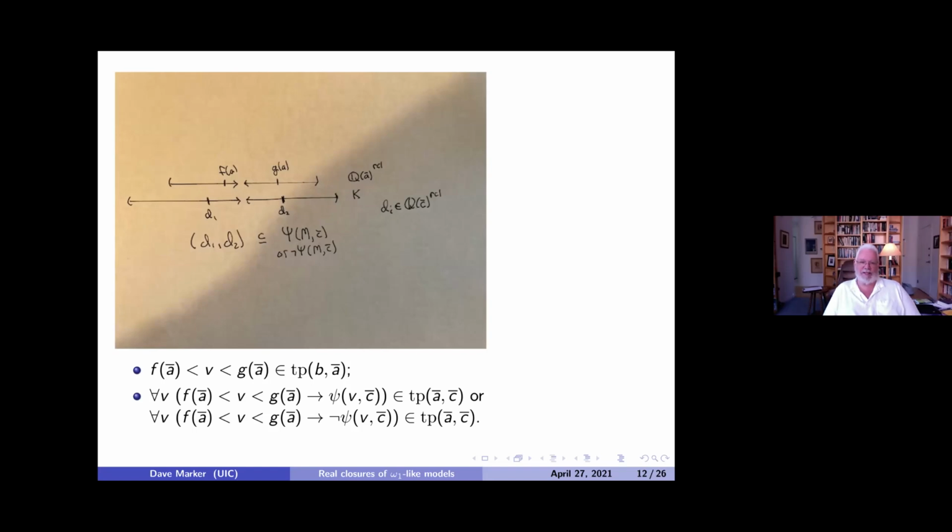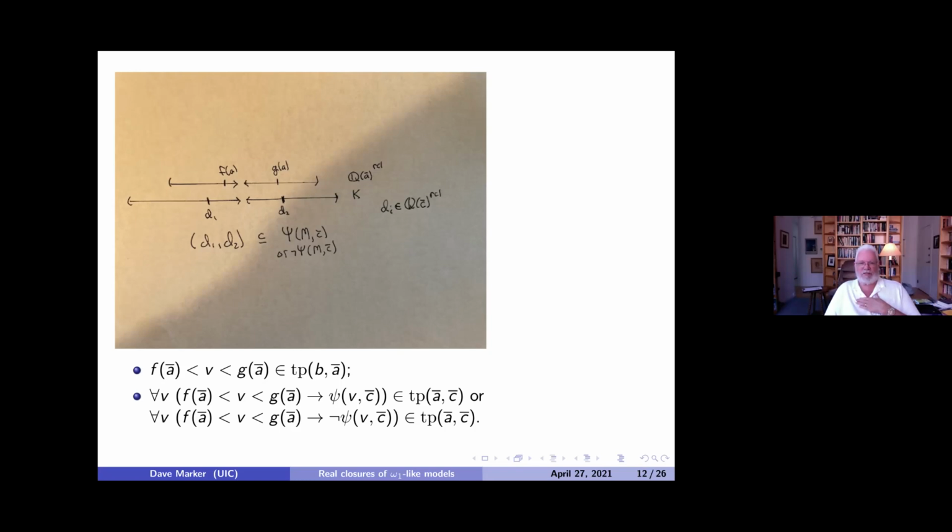Okay, this is where ω1-saturation comes in. These intervals have endpoints definable from c. So I can find two elements, d1 and d2, one on each side of this cut, such that the truth value of ψ doesn't change on the interval (d1, d2). Okay, that's the whole argument here. And now I just have to search to find the Skolem terms f and g such that these conditions on the bottom of the slide are true. And that'll give me the answer here. So this is actually fairly easy.